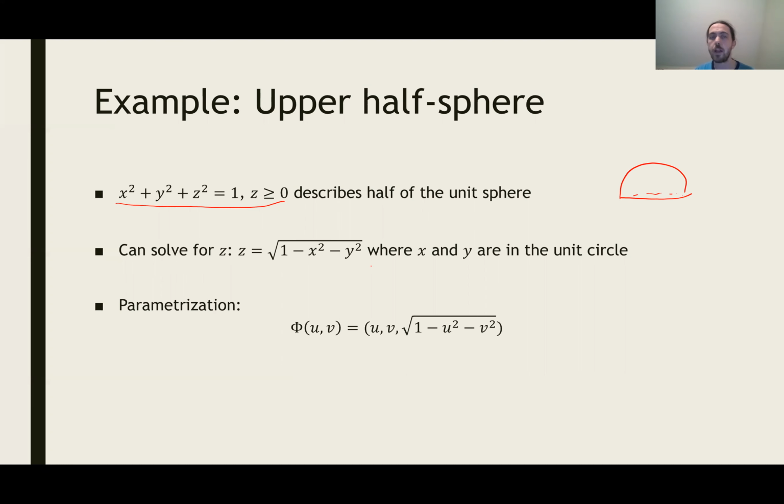Here now, x and y aren't allowed to be arbitrary. x and y are only allowed to be inside the unit circle. And if I then say, okay, well, z is now my dependent variable, and x and y are now my independent parameters, I can find my parameterization by saying x is u, y is v, and z is this formula, the square root of 1 minus u squared minus v squared. That gives me a parameterization of this upper half sphere, but I have to say where this parameterization works. This parameterization works only over the unit disk, u squared plus v squared is less than or equal to 1.